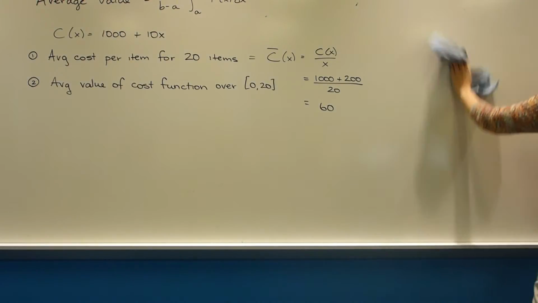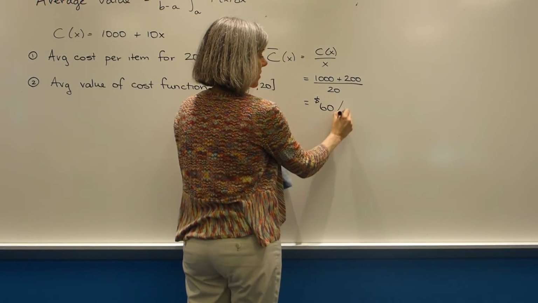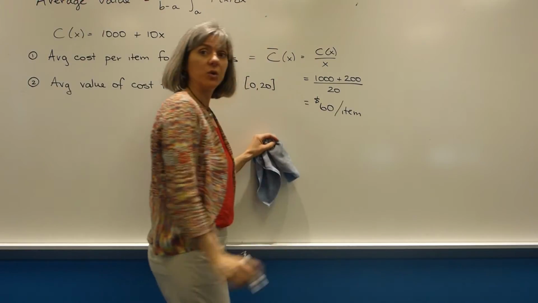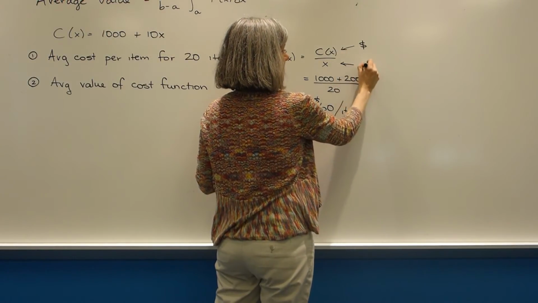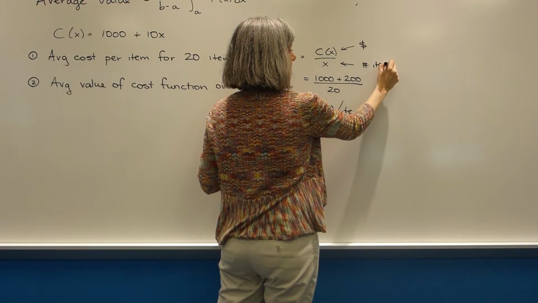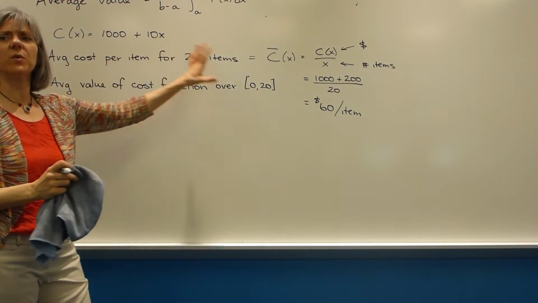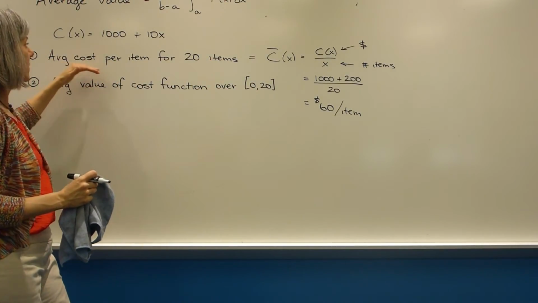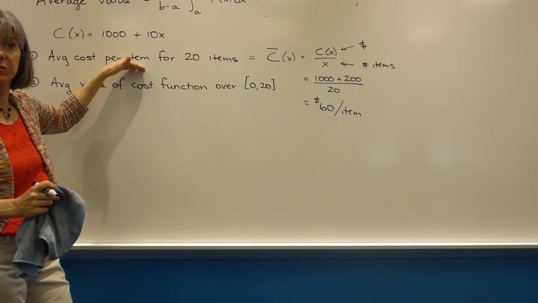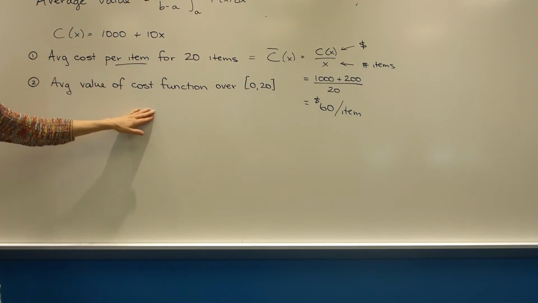Yes, per item, and it's what per item? Let's go ahead and throw a dollar sign on it. Dollars per item. How do you know what the units are? This is dollars, and that is number of items. So it's right there, dollars per item. So that's the one we've been doing all semester. And how will you know? It will say the average cost per item. That's the important part, per item. This one's different: average value of the cost function.